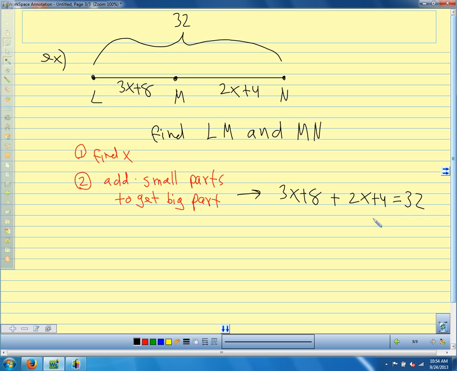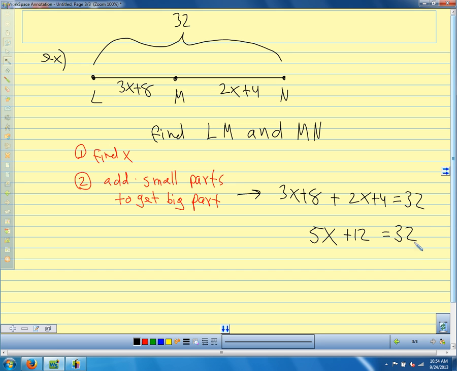All right, now we know how to do this, right? What do I have to do here? Combine like terms. Very nice. So 3x, what do I combine with 3x? 2x, and that equals 5x. And what are the other like terms? 8 and 4. Combine those and I get plus 12 because I'm adding those, and that equals 32.